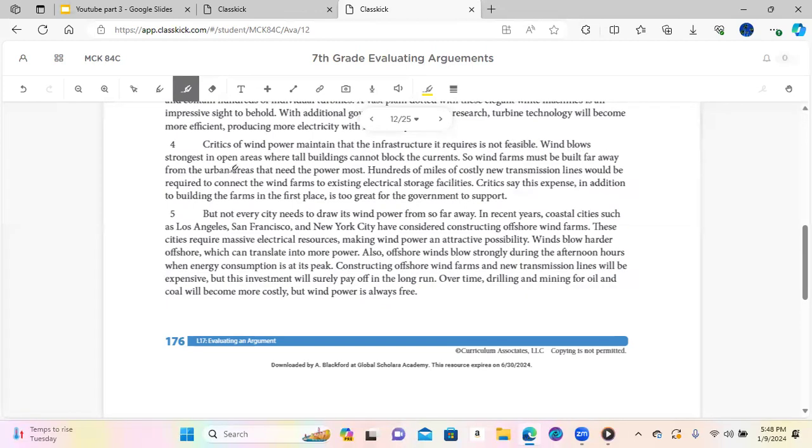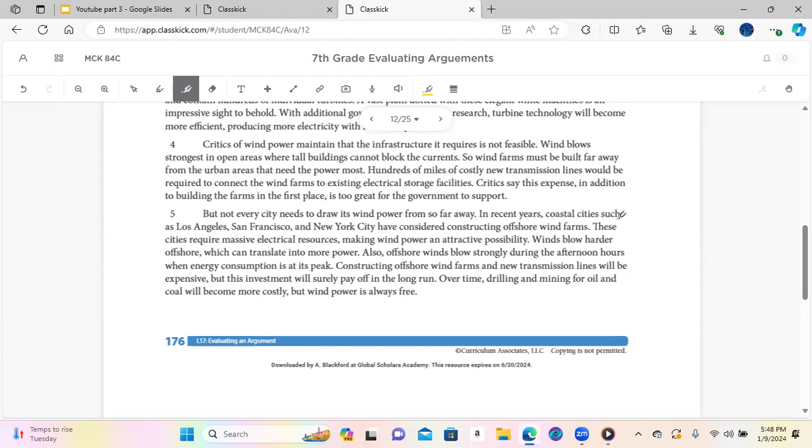Wind blows strongest in open areas where tall buildings cannot block the currents. So wind farms must be built far away from the urban areas that need the power most. So hundreds of miles of costly new transmission lines would be required to connect the wind farms to existing electrical storage facilities. Critics say this expense, in addition to building the farms in the first place, is too great for the government to support. But not every city needs to draw its wind power from so far away.